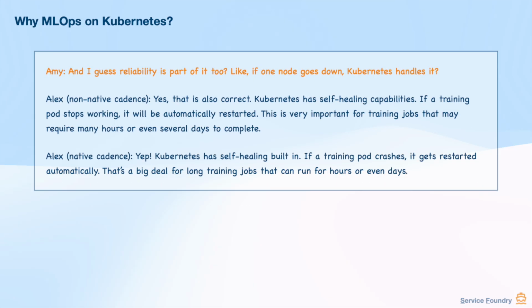And I guess reliability is part of it too. Like if one node goes down, Kubernetes handles it? Yes, that is also correct. Kubernetes has self-healing capabilities. If a training pod stops working, it will be automatically restarted. This is very important for training jobs that may require many hours or even several days to complete.